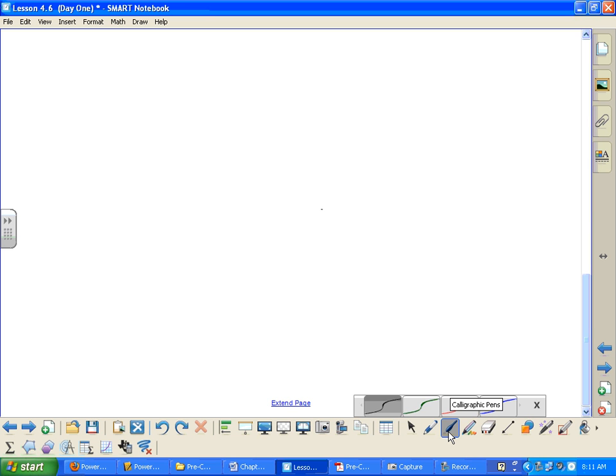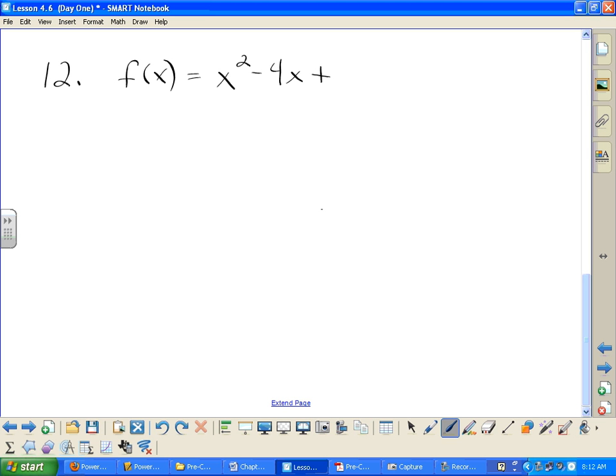All right, so this is number 12 on page 313. And x squared minus 4x plus 13. So f of x equals x squared minus 4x plus 13. Okay, so first thing I want to look at is, can I factor that? And the factors of 13 are only 1 and 13, so it can't be factored.